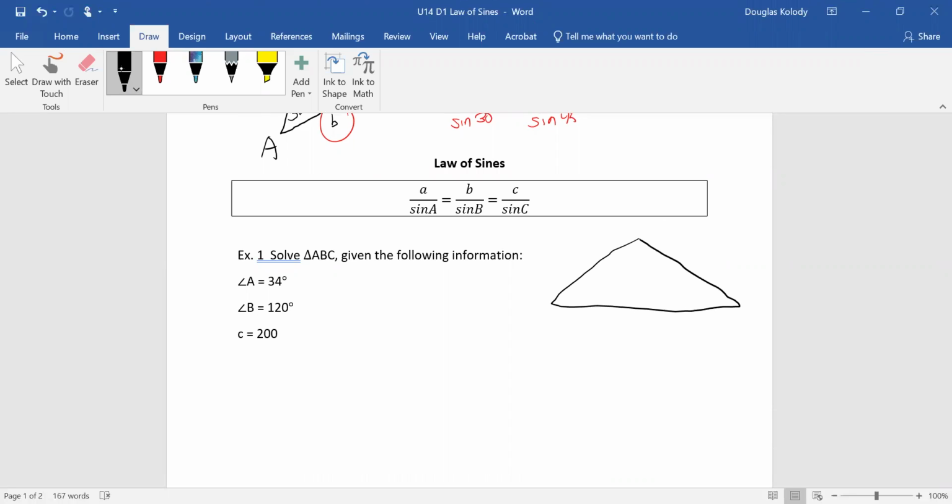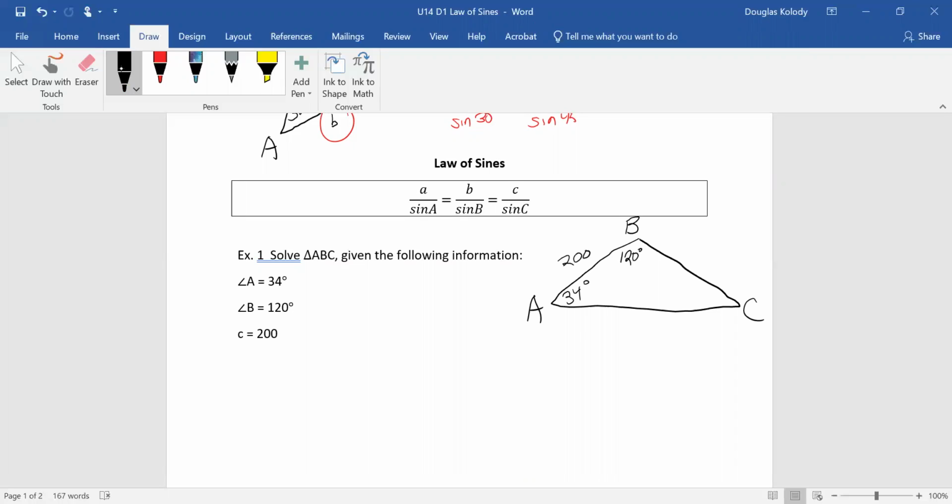And let's say that this is angle A right here. And let's say that this is angle B up here. I'm looking at the angles, trying to make it as realistic as possible. This is 34 degrees. This is 120 degrees. And then we have angle C over there. And then we know that side C is 200.